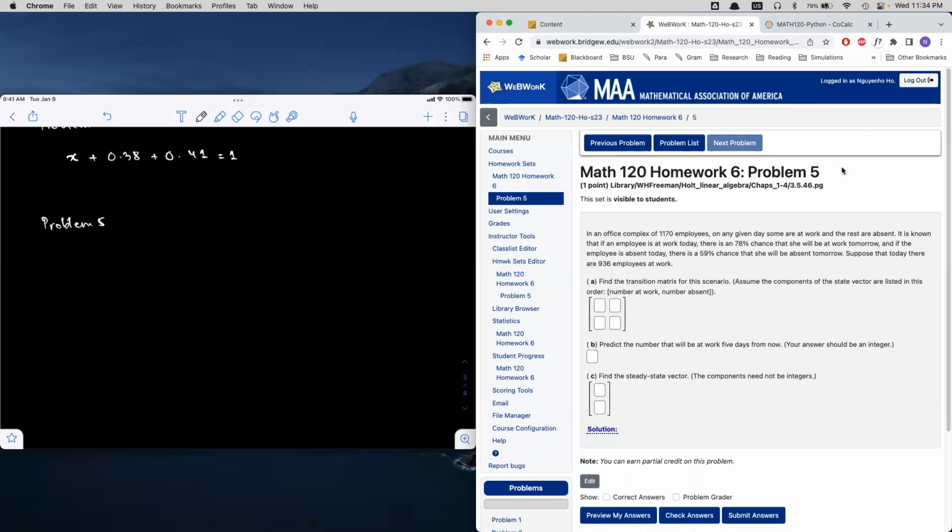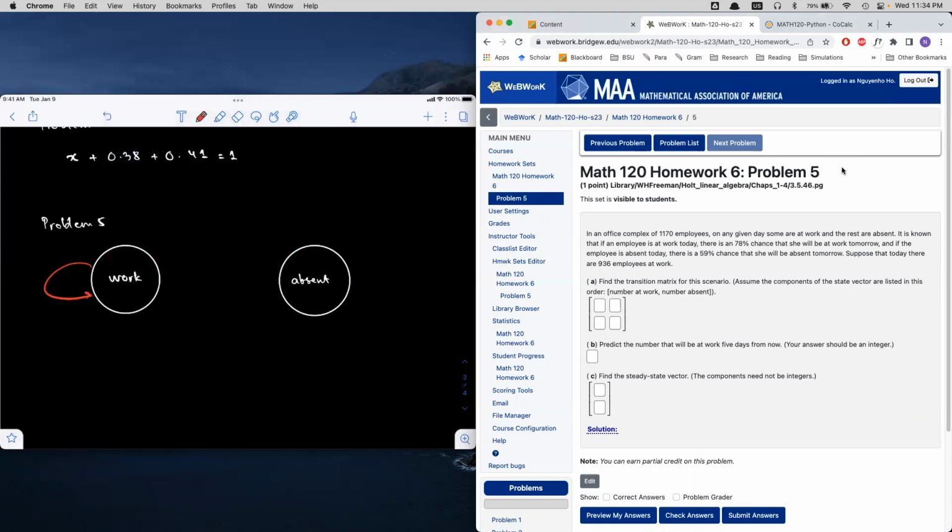It is known that if an employee is at work today, there is a 78% chance that she will be at work tomorrow. So there are 2 states: one state is at work and another state is absent. So here the state work, and another state here is absent. There is a 78% chance that she will be at work tomorrow, given that the employee is at work today.